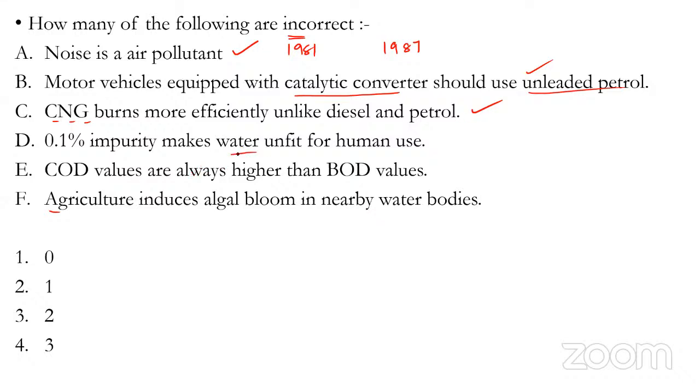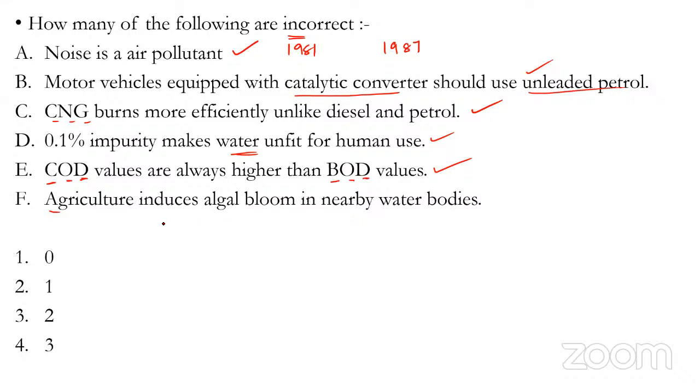0.1% impurities make the water unfit for human use, statistically correct. COD value, which is chemical oxygen demand value, will always be higher than the biological oxygen demand values. That is also a correct statement.